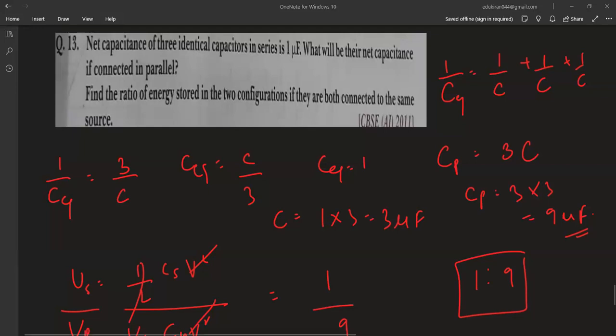Arif, meter bridge and potentiometers are not there in your syllabus. So please don't practice those questions.